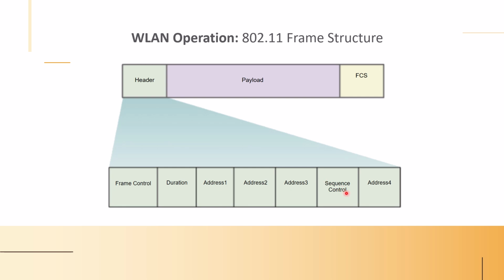The sequence control contains information to control sequencing and fragmented frames. And address 4 is usually missing because it is used only in ad hoc mode. The payload contains the data for transmission, and the last one is the frame check sequence, which is used for layer 2 error control.